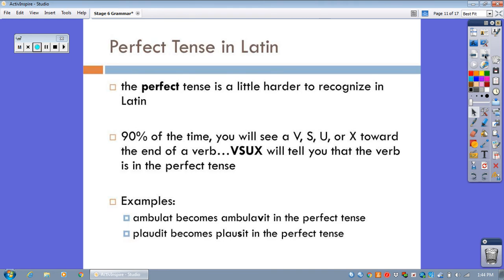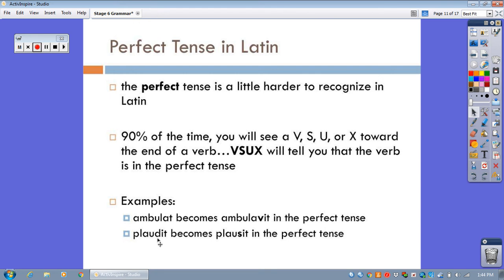Well, it's a little bit harder to recognize, but there's two tricks. Here's trick number one. 90% of the time, toward the end of the verb, a mysterious V, S, U, or X will just show up out of nowhere. And I say V sucks for short. If you see one of those V, S's, U's, or X's, that's going to tell you that the verb is in the perfect tense. For example, ambulat, meaning walks, becomes ambulavit, V added in, if it's walkada.